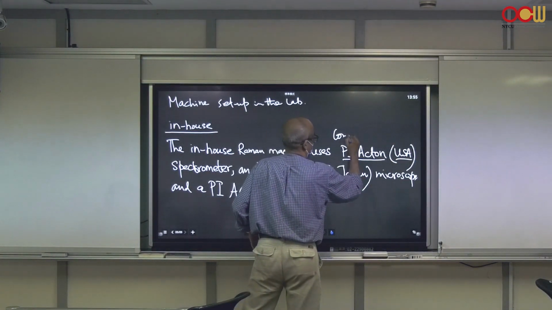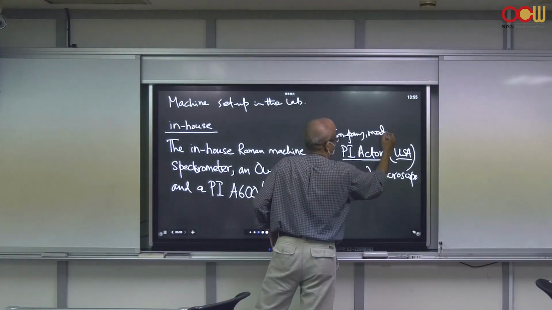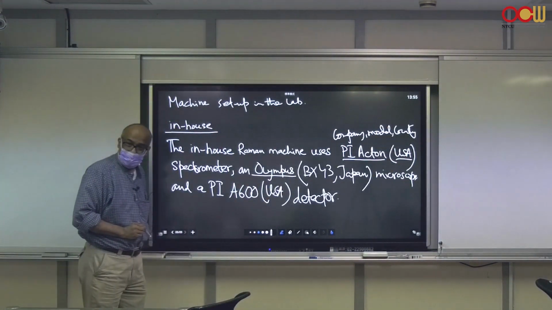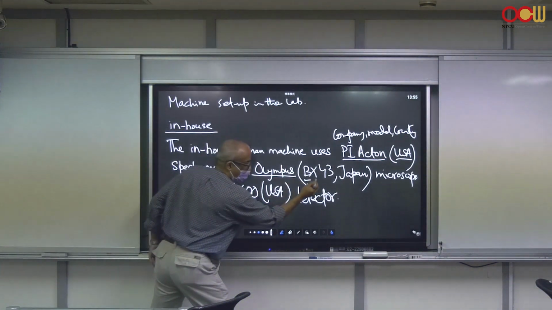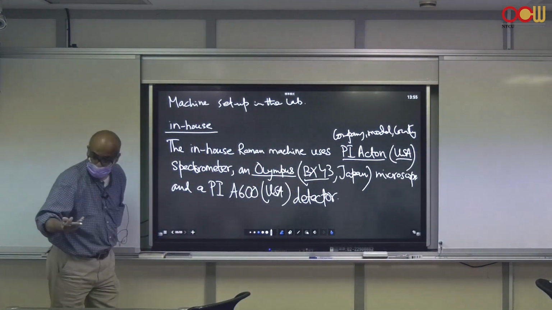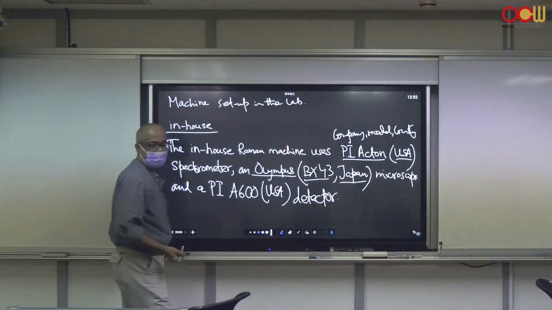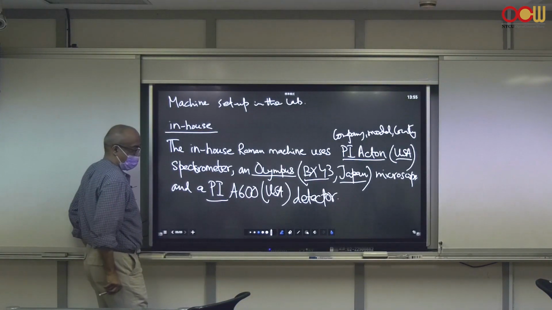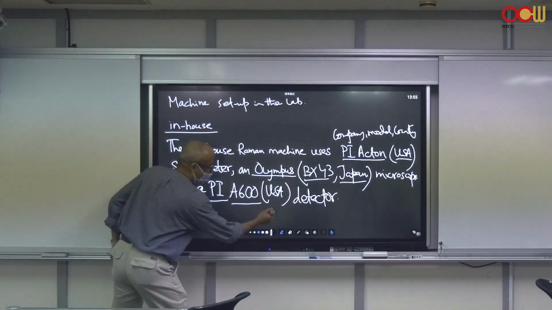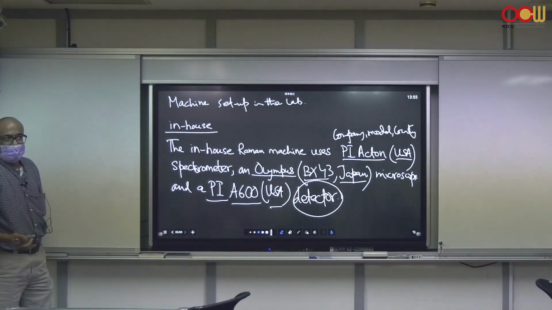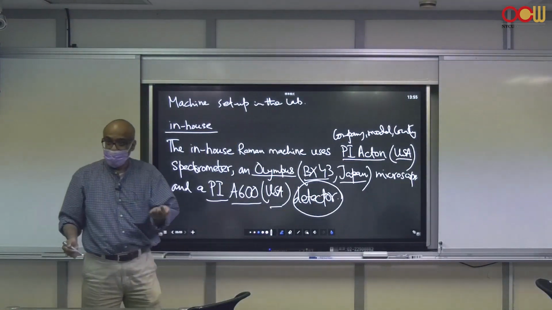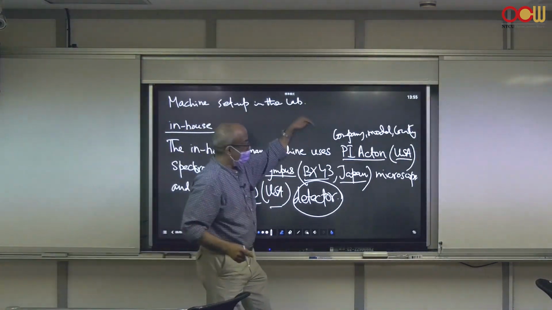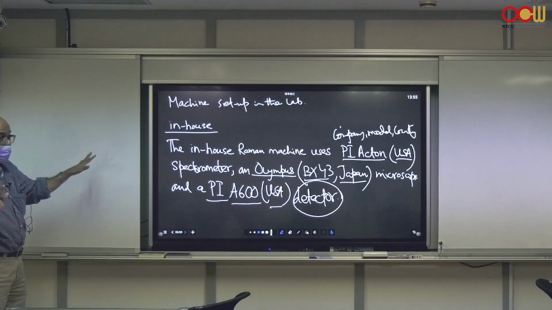So company, model, country. So you will see Olympus company is a microscope, model name BX43, and country Japan. If you have the other one, company name, model name, country, this is a detector. For chemicals, you were using purity, company, and country. In the machine case, you are using company, model, and country. That is how you have to write it.